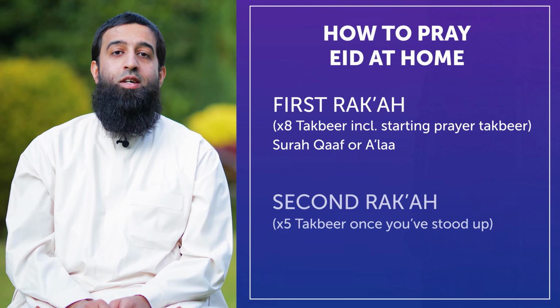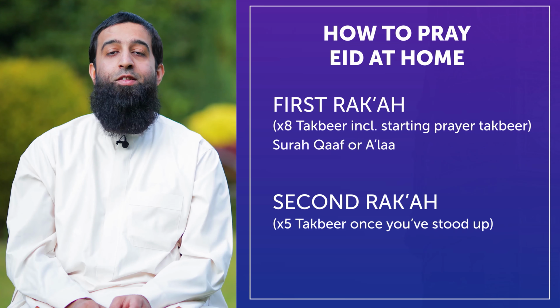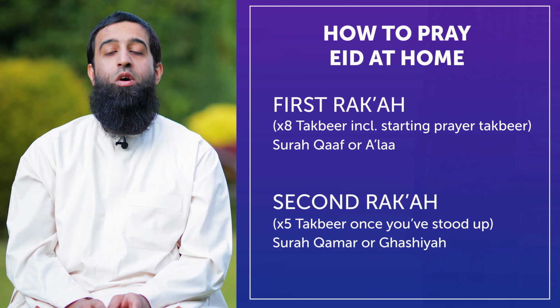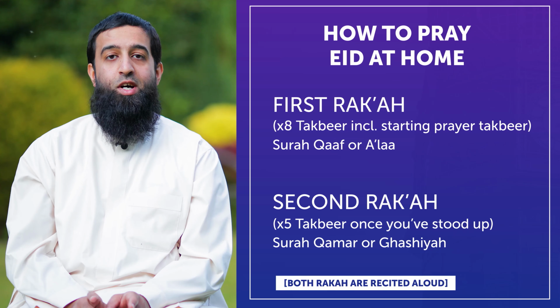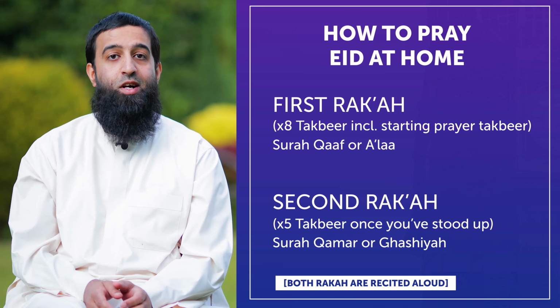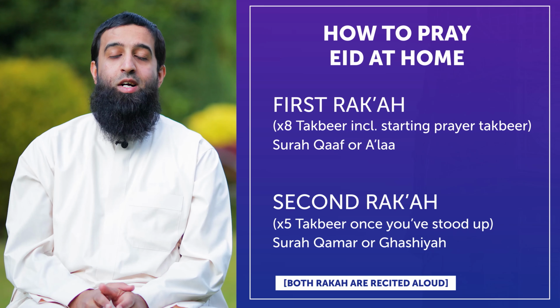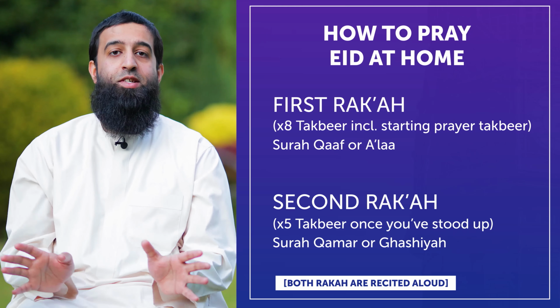In the second rak'ah, he makes 5 takbirat as opposed to 8 takbirat in the first rak'ah. And then after he recites Surah Fatiha, he recites either Surah Qamar or Surah Al-Ghashiyah. And again, if he isn't able to recite any of these surahs, maybe because he hasn't memorized them, he can recite any surah from the Quran that he wishes. And then he finishes the salah as he would normally finish the salah. And this is basically the end of the Eid prayer.